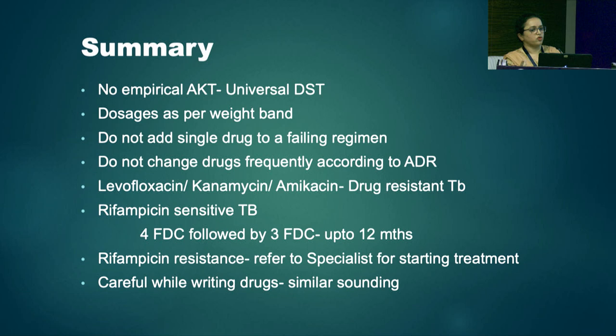So to summarize, it's important that we do not start patients on empirical AKT. We always categorize them to drug sensitive and drug resistant and then start treatment. Dosages have to be as per the weight band. We do not add a single drug to a failing regimen or change the drugs frequently as per the ADR. Quinolones and aminoglycosides are only for drug resistant TB. If there is rifampicin resistance, it is advisable to refer to a specialist who deals with patients having drug resistant TB. And we have to be careful while we are writing drugs which are very similar sounding.